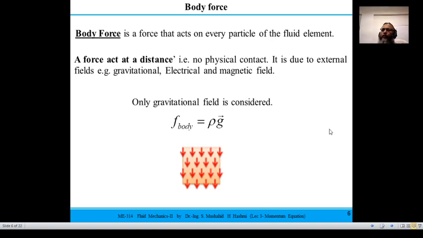In deriving the Navier-Stokes equation today, we will ignore the effects of electric field and magnetic field. We will only consider the gravitational force acting onto the body. As we know, the force per unit volume is rho times acceleration, and here the acceleration is the acceleration due to gravity, represented by a vector g. So this is the only body force that acts on a fluid element in our case today.